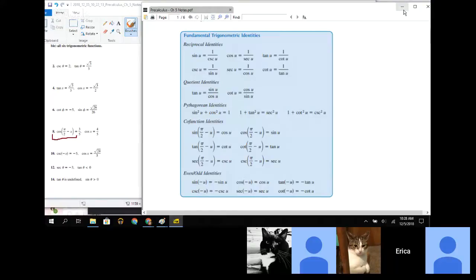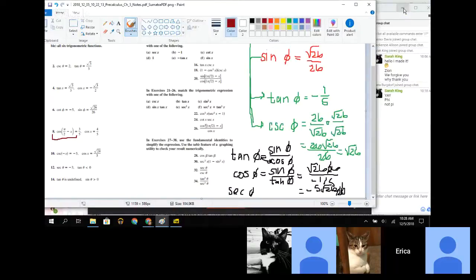So instead of having this weird cosine of pi over 2 minus x, you could rewrite this as sine of x equals 3/5. And then you have the cosine of x equals 4/5. And then that's a really easy problem to go from there.